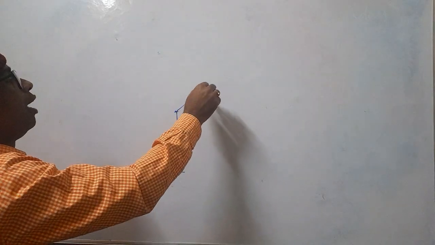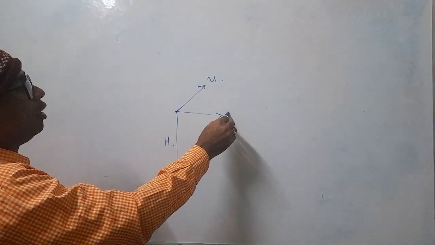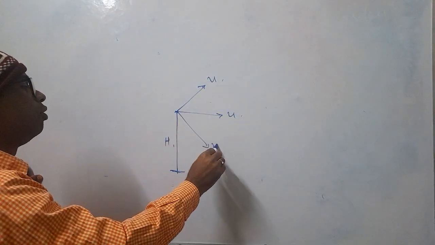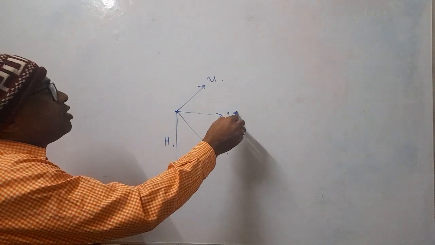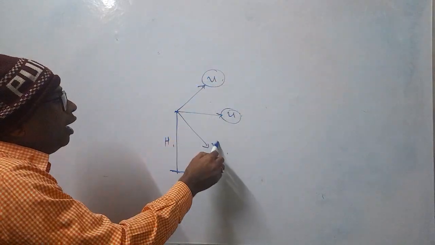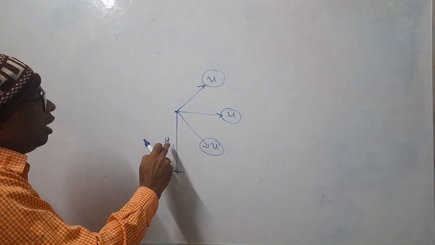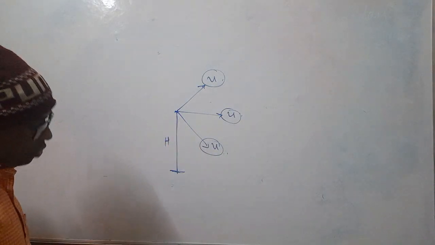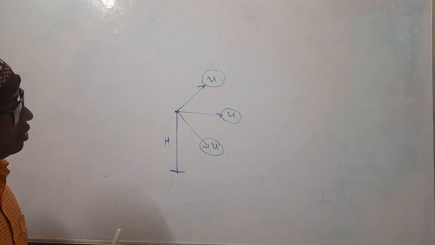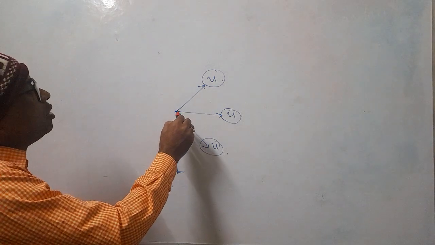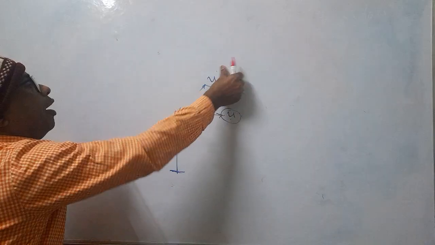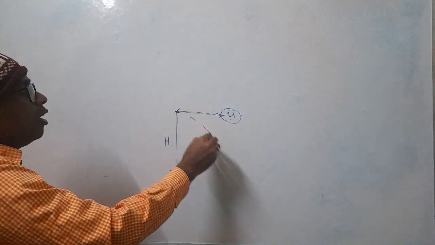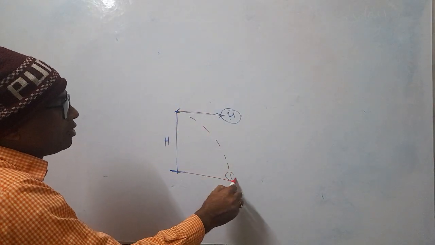If you throw the projectile from here, you can throw the stone in this way, or in this way. There are 3 types of projectile: first, second, and third. And this is the height. First means this type of projectile. This is first. And the particle lands here.